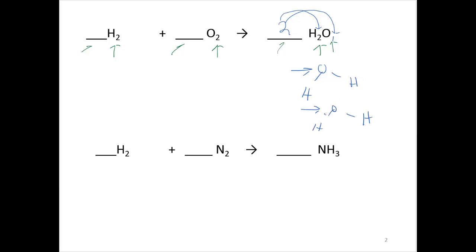But I also now have four hydrogens. So then I'm going to have to put a 2 in front of this in order to balance the hydrogens. Now I have a hydrogen molecule, another hydrogen molecule, and they are now going to balance because of this 2. So if there's no coefficient written in front of a formula, it's always understood to be a 1.